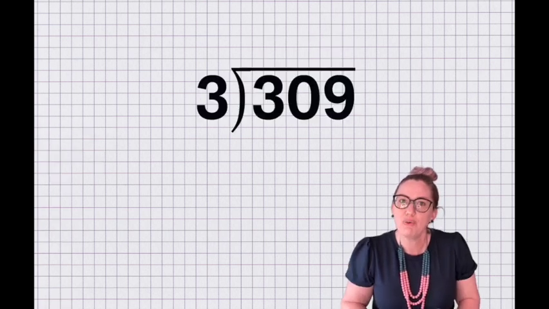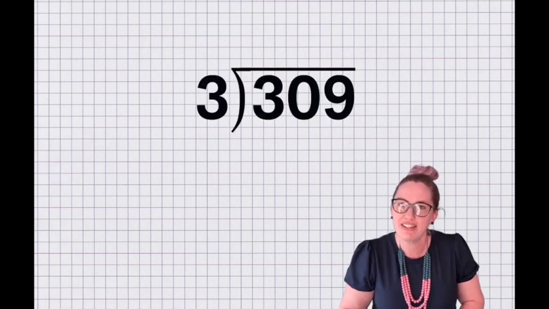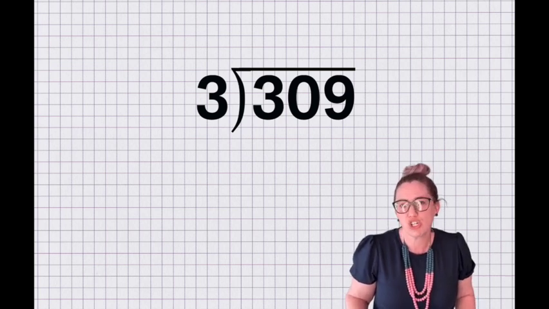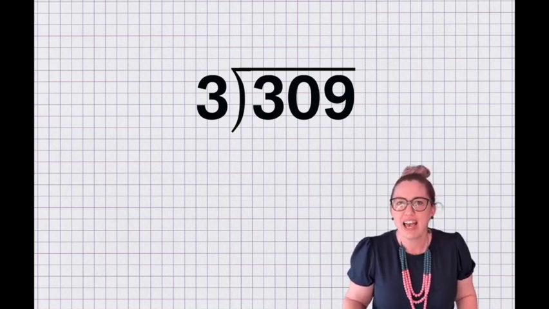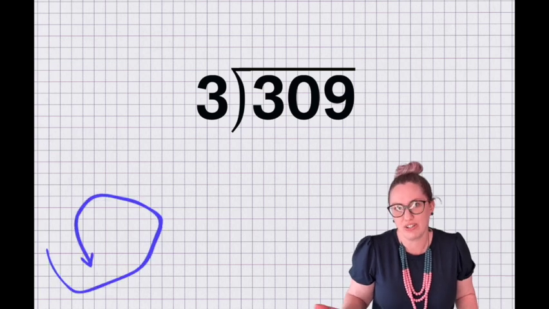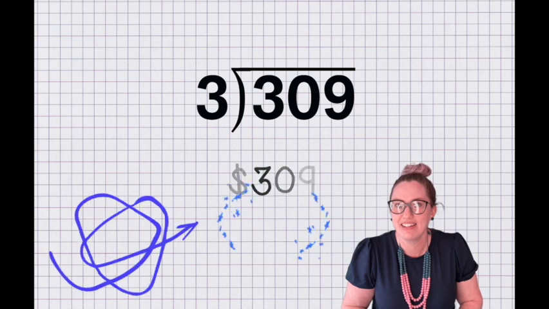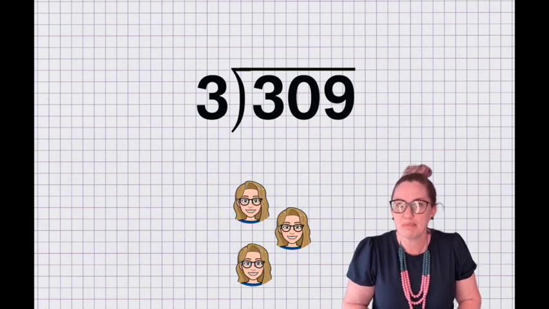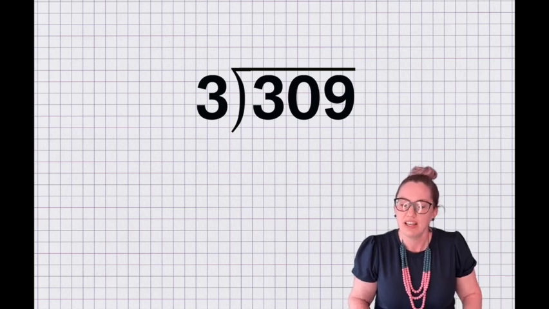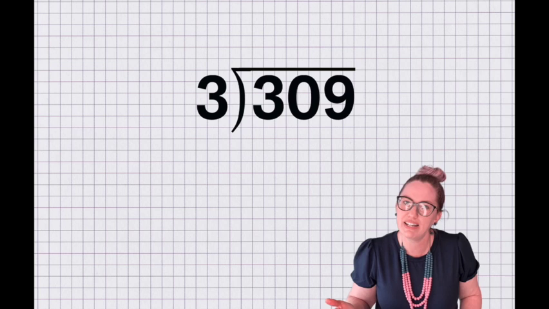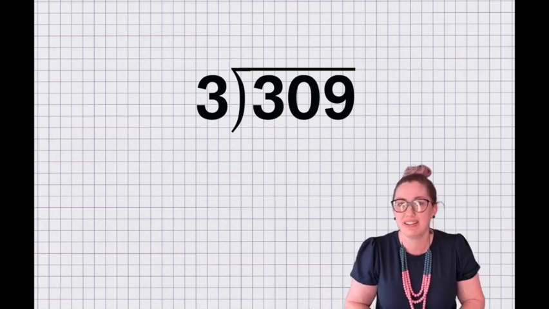This time we have 309 divided by 3. So I will have 309 of something. Let's say I've got $309 and 3 friends earned that money together. Now they're going to split the money equally so that they each get a fair share. Starting off, we're setting it out and dividing the numbers by 3, the numbers that are closest to that 3.